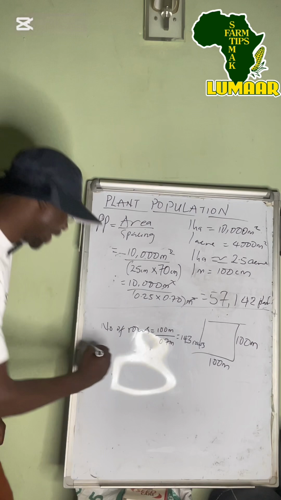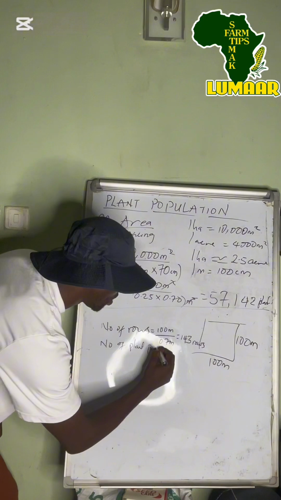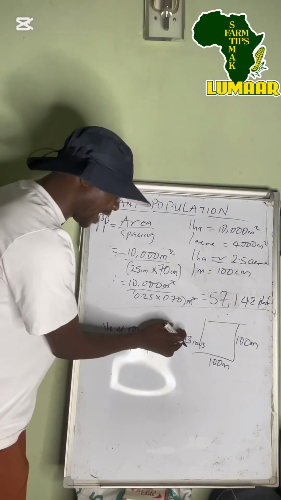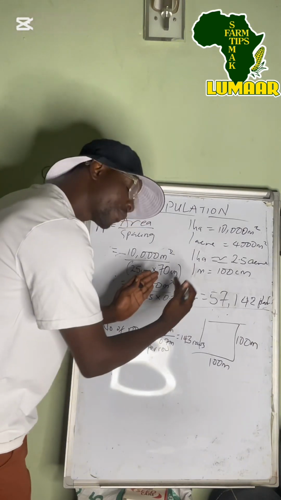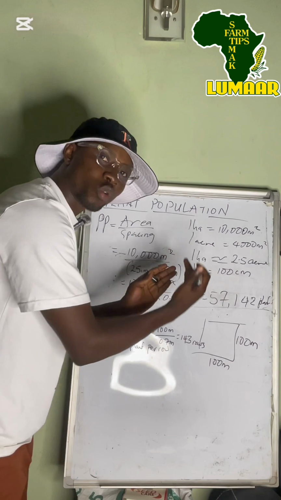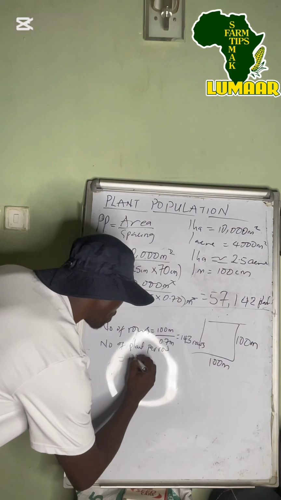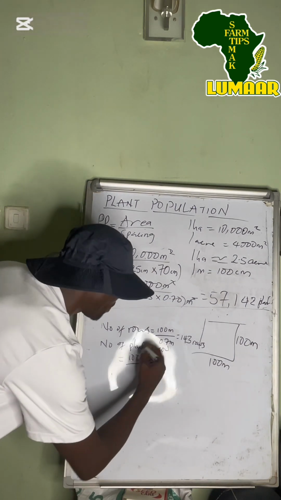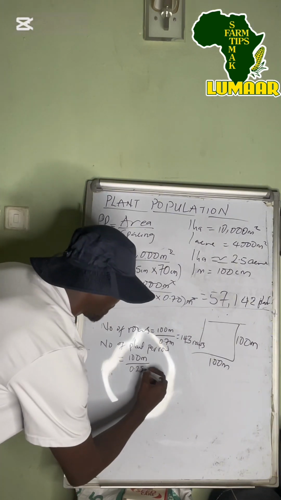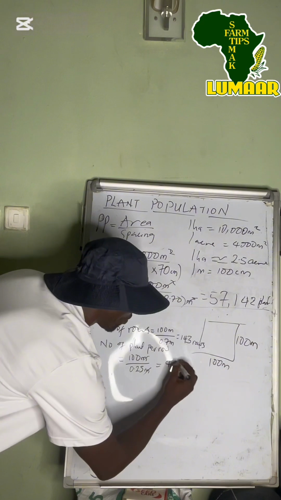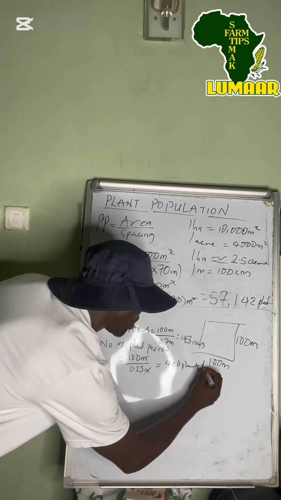Are we together? Then, number of plants per row. Now, we've established that we have 143 rows. And in each of the rows, you are going to give a space of 25 centimeter. And then if the length is 100 meters, then we'll say 100 meters divided by the spacing for the row, which is 0.25 meters. Meters will cancel meters. At the end of it, we have 400 plants per row.